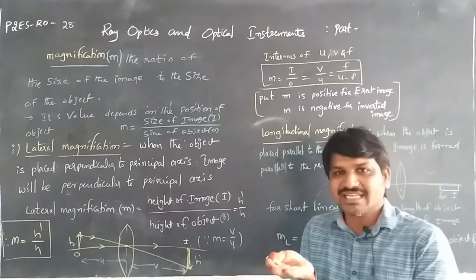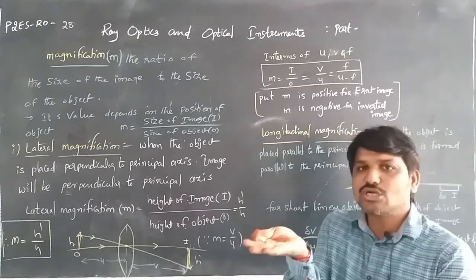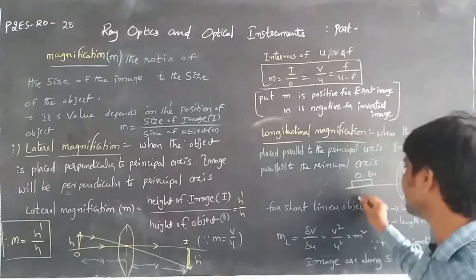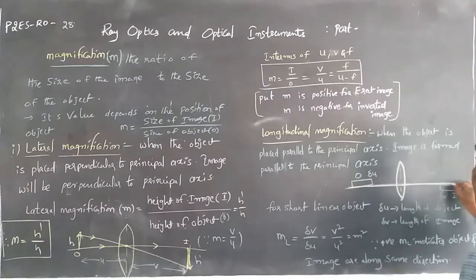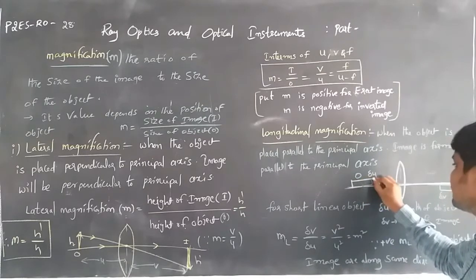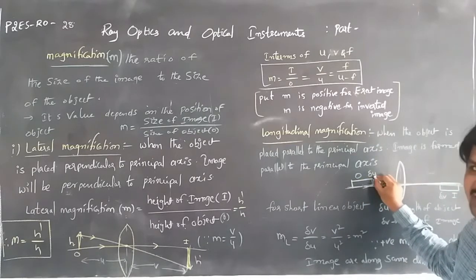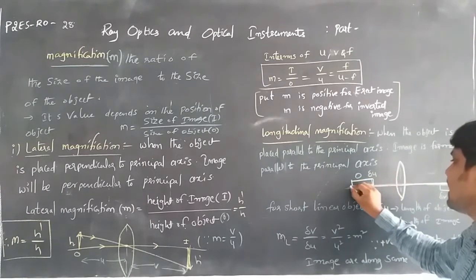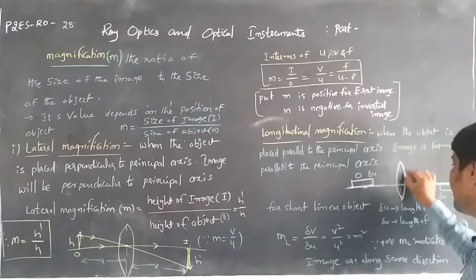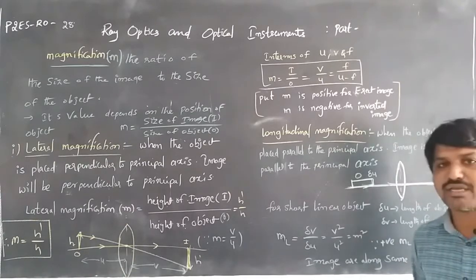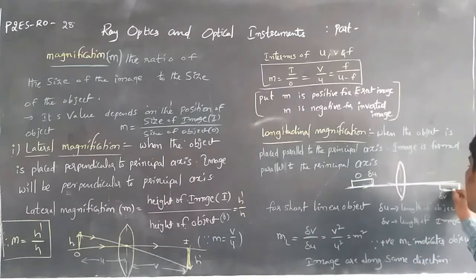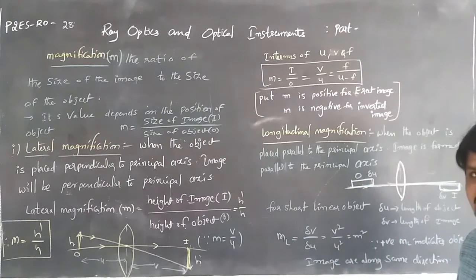When the object is placed parallel to the principal axis, here this is a lens and this is the principal axis, and an object of length delta u is placed in front of the lens, then the image is also formed parallel to the principal axis.